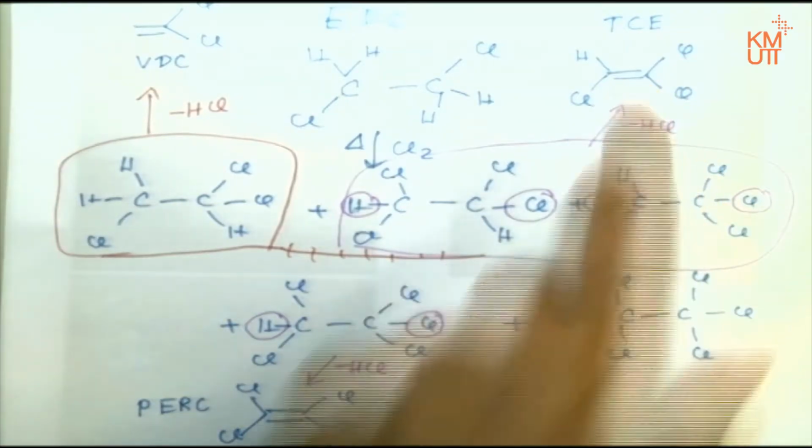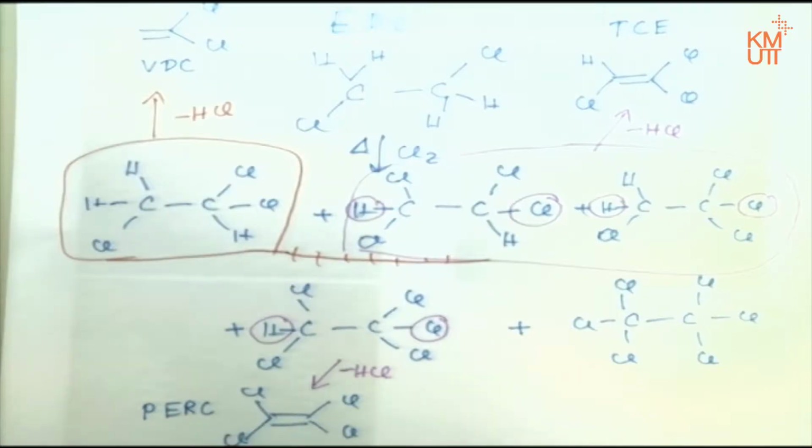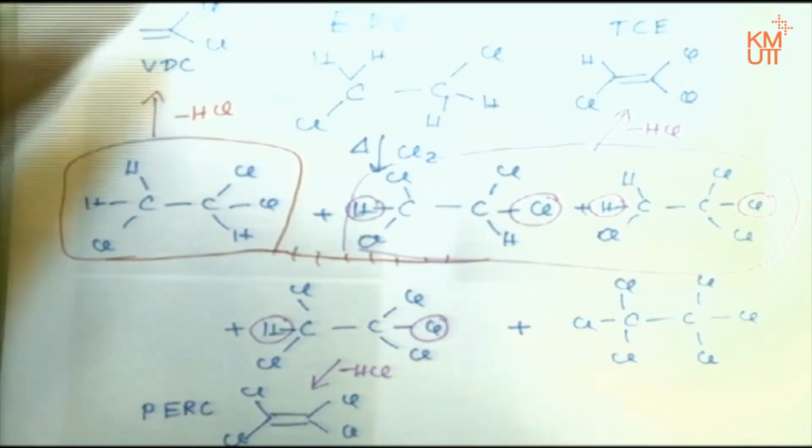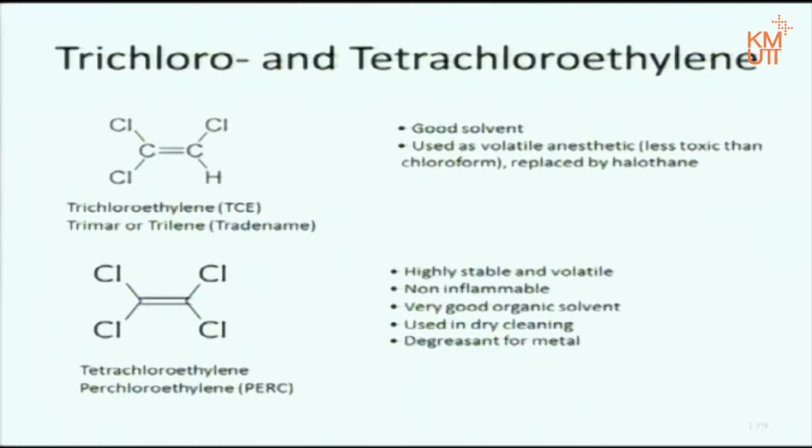So what is the application of TCE and PERC? You have a lot of applications. TCE and PERC are not used in the production of plastic or polymer, unlike VCM and VDC. But TCE and PERC have their own applications. For example, this is the structure of TCE. The trade name of TCE is trilene, and tetrachloroethylene, the name is PERC. This is the structure. They are good solvents, but TCE was used as a volatile anesthetic.